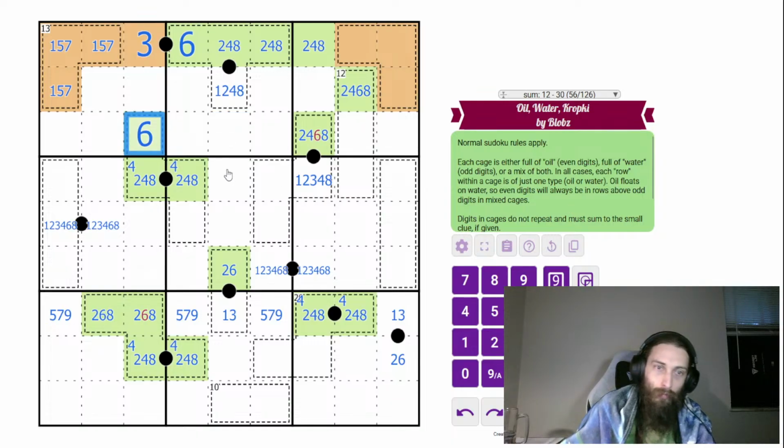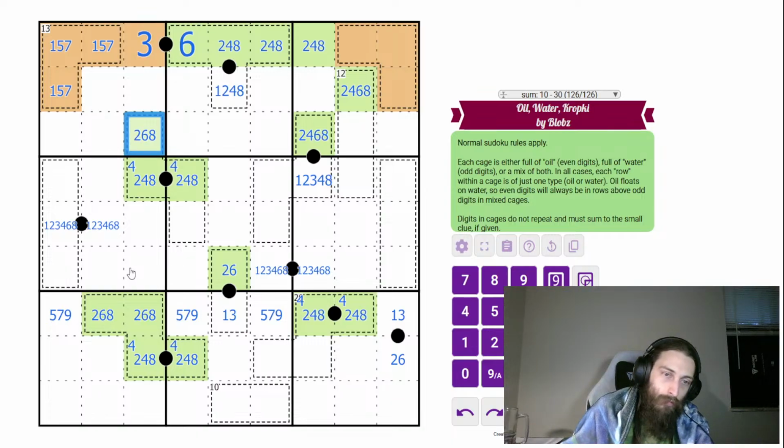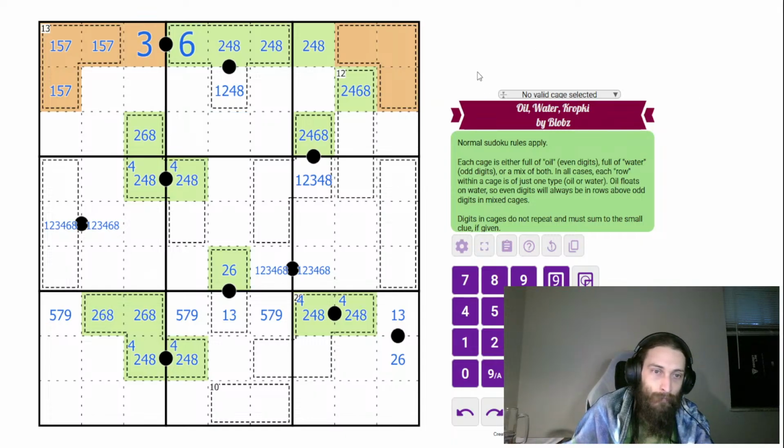So this is a 6 because we know that these 3 are even. A 6 would have to pair with a 3, and this 6, even if that is even, cancels it out. So this has to have a 6 in it. Wait, no, it doesn't. If this is odd, then that can be 2 or 8. Well, since that one doesn't have a sum, we just know that that's even.